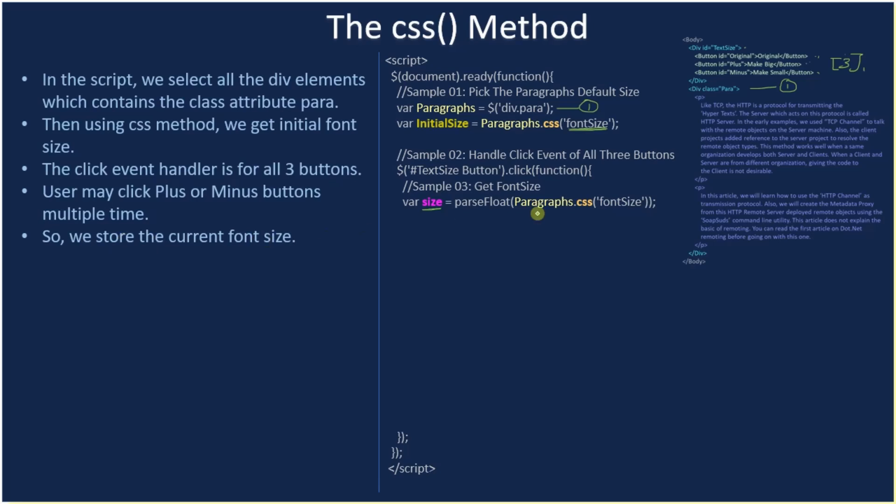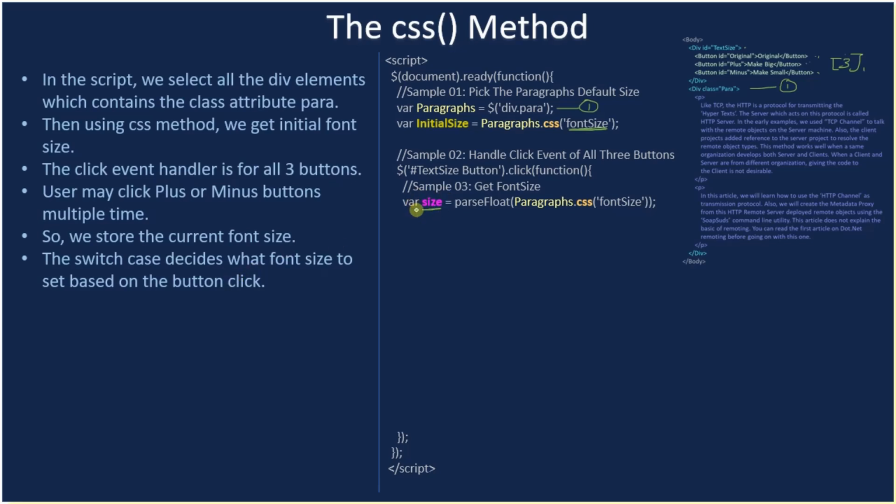Alright, we store the current font size, and if you see, the role of parseFloat here is to retrieve the number from this font size. paragraph.css will return the value as a string. So using parseFloat, we are storing the original font size in number format. The switch case decides what font size to set based on the button click.